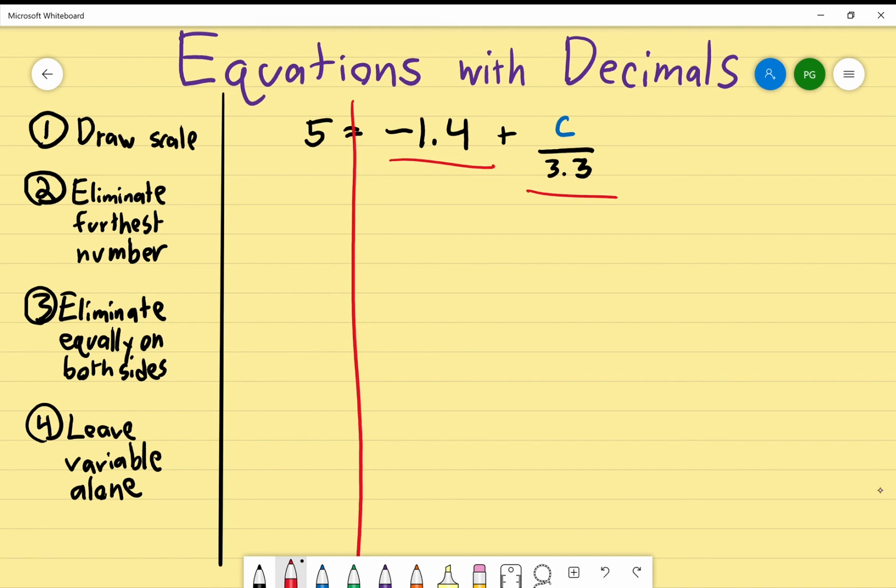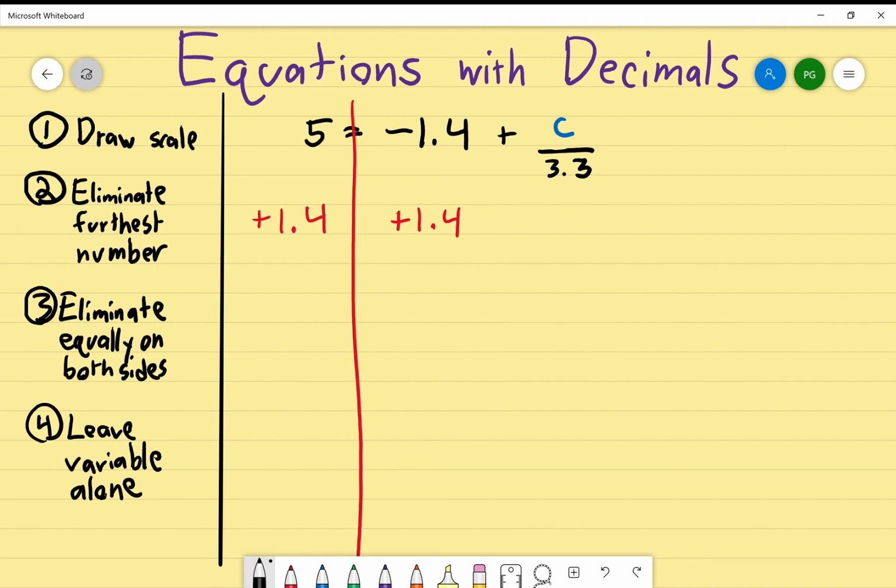So sorry, we are experiencing some technical difficulties. Please bear with me. So we've determined that the 1.4 is furthest away from c. What is the opposite of subtracting by 1.4? Adding. Adding by 1.4. So I'm going to add by 1.4 here. And if I do it on one side, I have to do it on the other side.